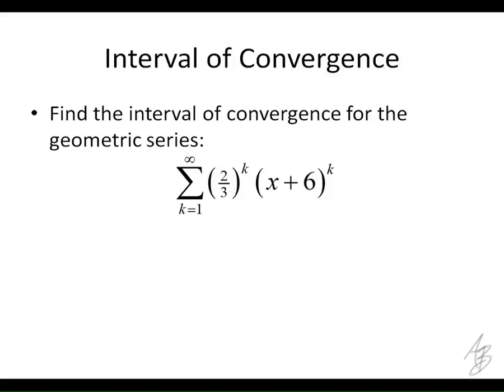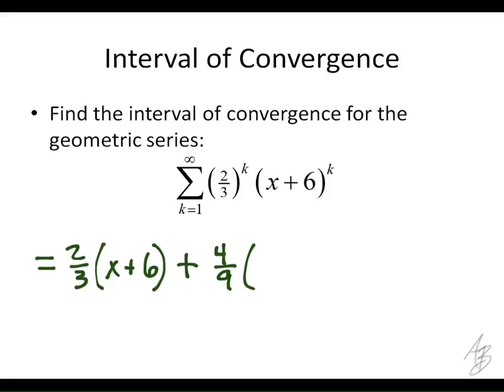And so first of all, let's look at why this is a geometric series. Let's just plug some numbers in and get the first few terms of this and see what's happening. So what's the first term going to be if we put 1 in for k? Two-thirds times x plus 6. Okay, what's the second term going to be? 4/9 x plus 6 squared. Plus, let's get one more.